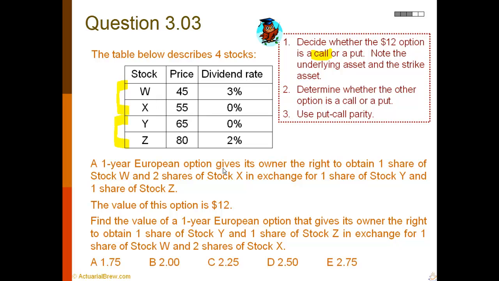Now let's take a look at the option that we need to find the price of, and that option we can see is a put option because it gives us the right to get 1 share of stock Y and 1 share of stock Z in exchange for giving up 1 share of stock W and 2 shares of stock X. So with stock Y and stock Z being the strike asset and stock W and the 2 shares of stock X being the underlying asset, this option is a put option. And we're going to be able to make use of put-call parity to find the value of that option.